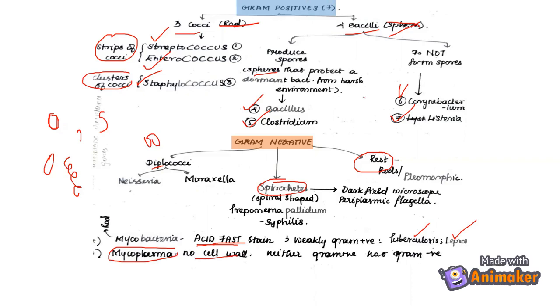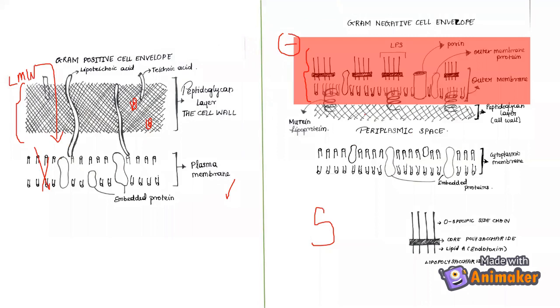Summing up the differences. Gram-positive cells have two layers: the inner cytoplasmic membrane and the outer thick peptidoglycan layer, where you have 60 to 100% peptidoglycan. In gram-negative, you have three layers: inner cytoplasmic membrane, thin peptidoglycan layer, and outer membrane with lipopolysaccharide. Gram-positive cells have a low lipid content, whereas gram-negative has a high lipid content.